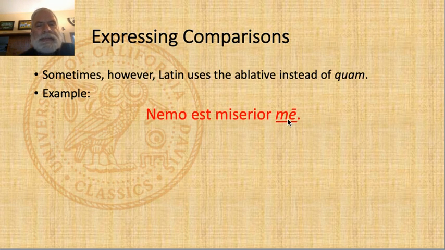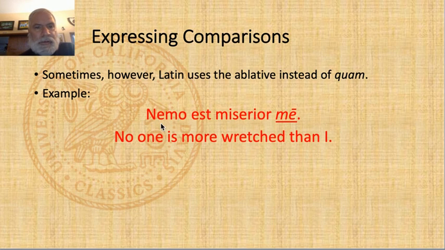In fact, it's a little bit less common than quam, and it's a little bit more restricted in use. But you can express the idea of than with the word quam, which works pretty much like the English word than, or you can use an ablative. So this also means no one is more wretched than I. Literally, no one is more wretched from me.